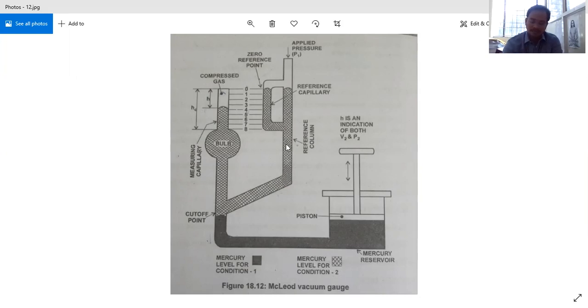Moisture traps must be provided to avoid any considerable vapor entering into the gauge. Vapor should not enter into the gauge. So that is one of the important cautions to be taken while we use this McLeod vacuum gauge.